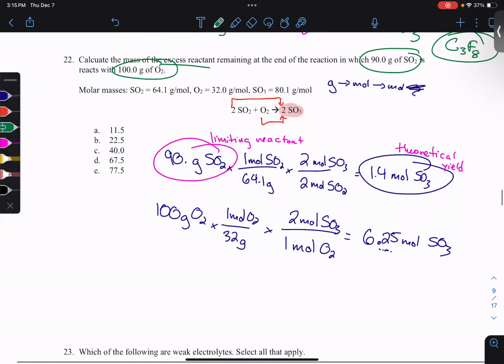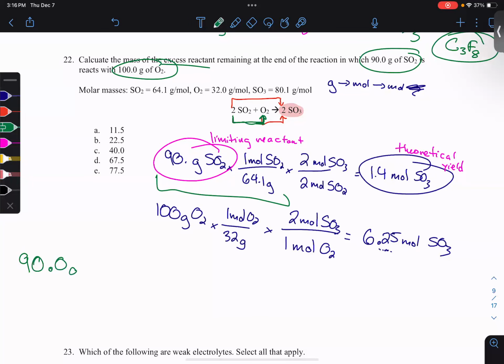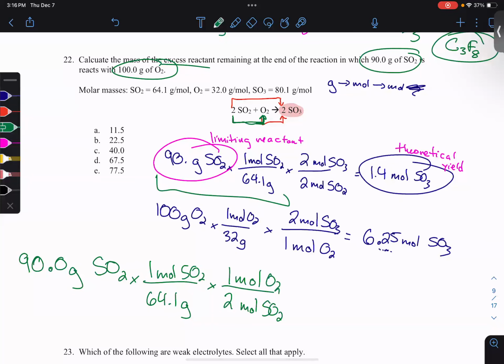So what I'm going to do is this same work again with SO2. I'm going to assume all of the SO2 reacts. But this time, instead of going to a product, I want to know how much O2 I consume instead. All right, so I'm taking this green path. I'm going to do stoichiometry again. Yes, I did stoichiometry 3 times now, but that's okay. I'm going to take that 90 grams of SO2, but this time I'm going to go to O2. So I still need to use molar masses. That's 1 mole of SO2. And then now I want to go to O2. So I see stoichiometry says 2 moles of SO2 requires 1 mole of O2.